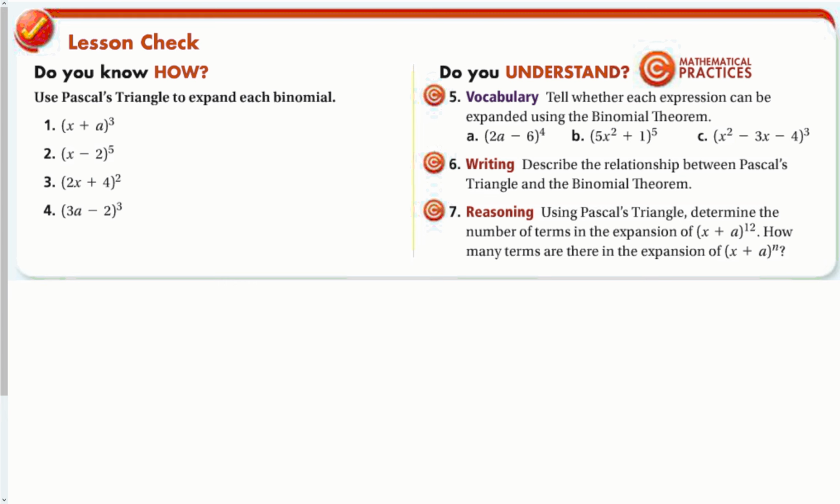That was section 5-7, the binomial theorem.